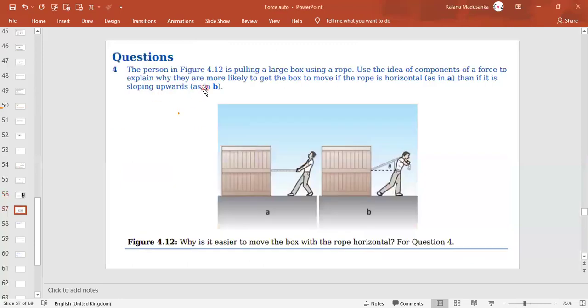Now I have a question. The person, you can see the same person, is pulling a large box using a rope, right? And I need you to use the idea of the components, the vertical and horizontal component of a force, to explain why they are more likely to get the box to move if the rope is horizontal, as in A, than if it is sloping upwards, as in B.